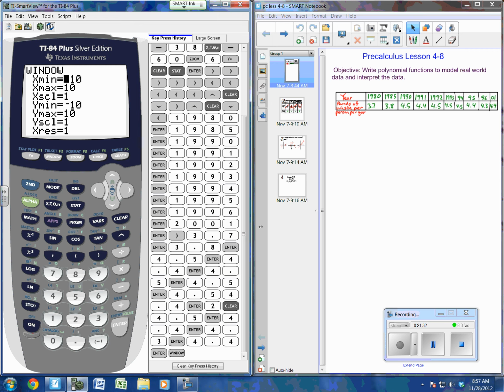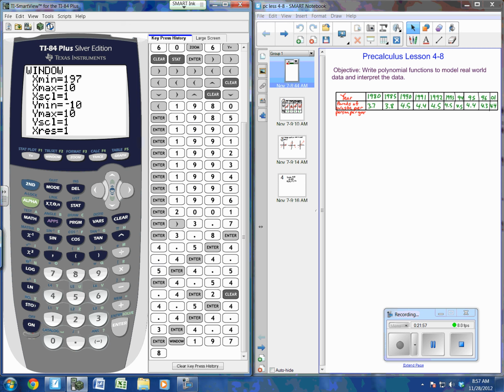For our X min, our smallest year, remember X represents the year. My smallest year is 1980 and my largest year is 2001. But we are going to make a prediction out in the future based on this too. So I'll hit 1978 for my X min.